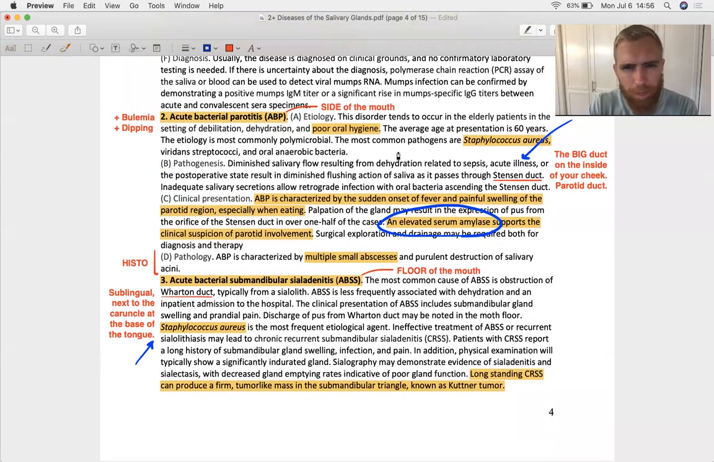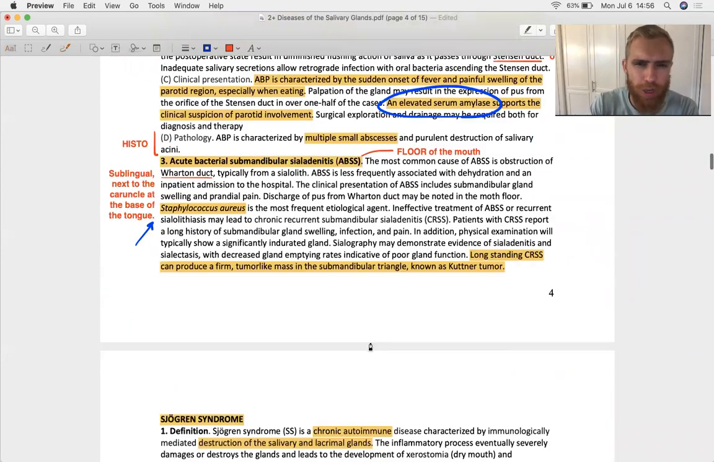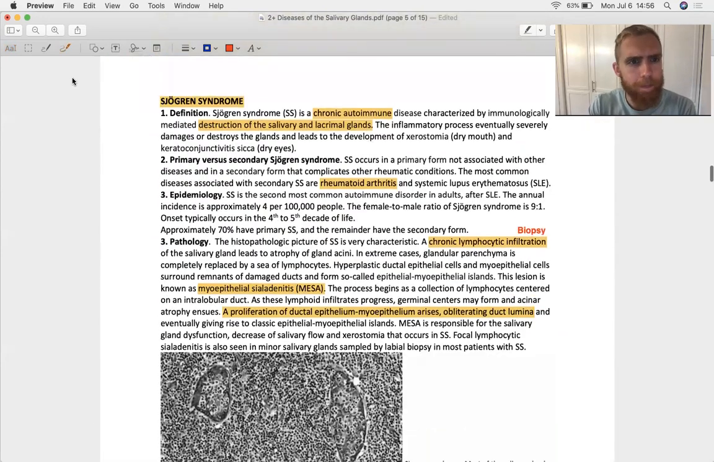One more final topic to note. Big association with dehydration for parotid gland infection, but no such association for submandibular glands.